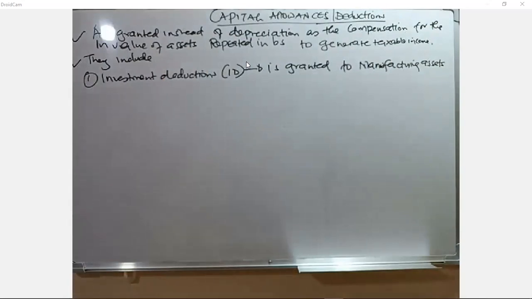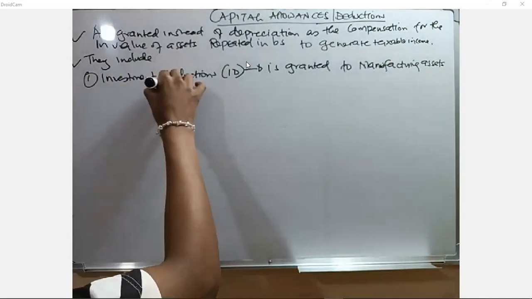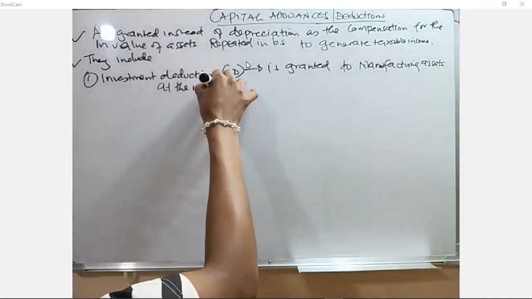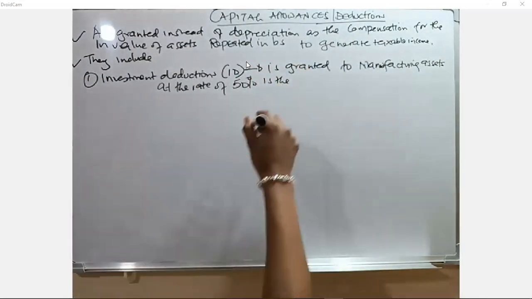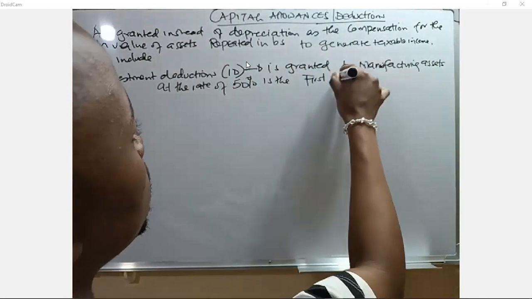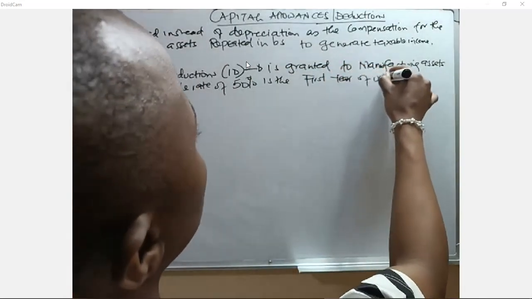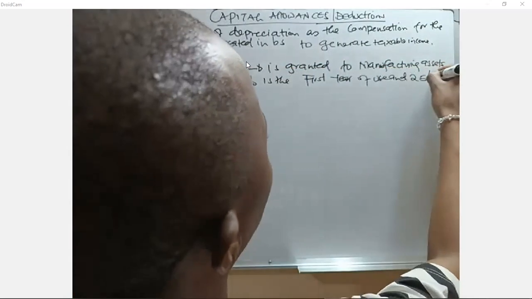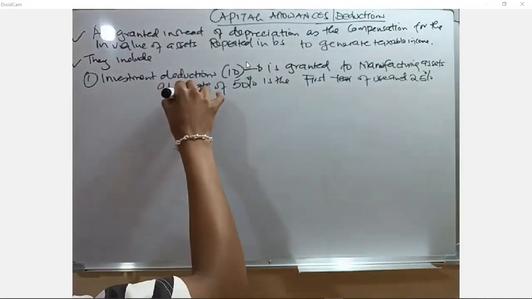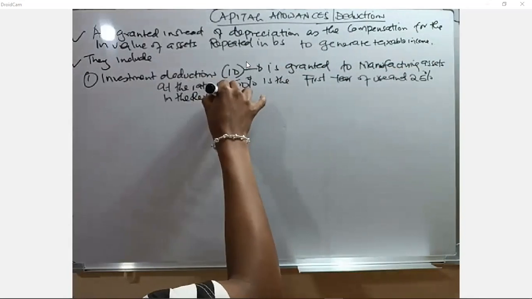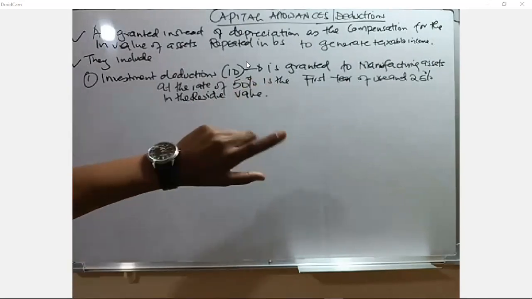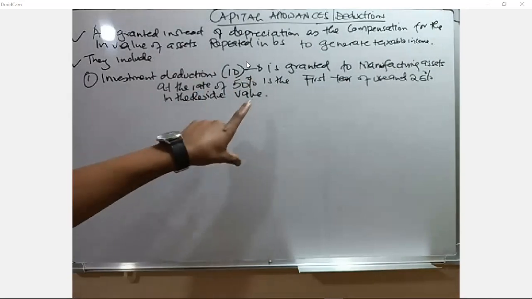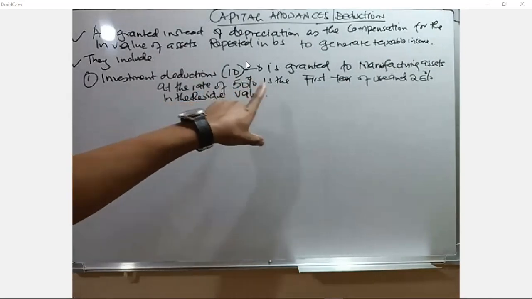Right? At the rate of 50% in the first year of use, and 25% in the residue value. These are very key, but they are normally given in your question. When you look on the front page of your question paper, you'll be able to see these rates being given.